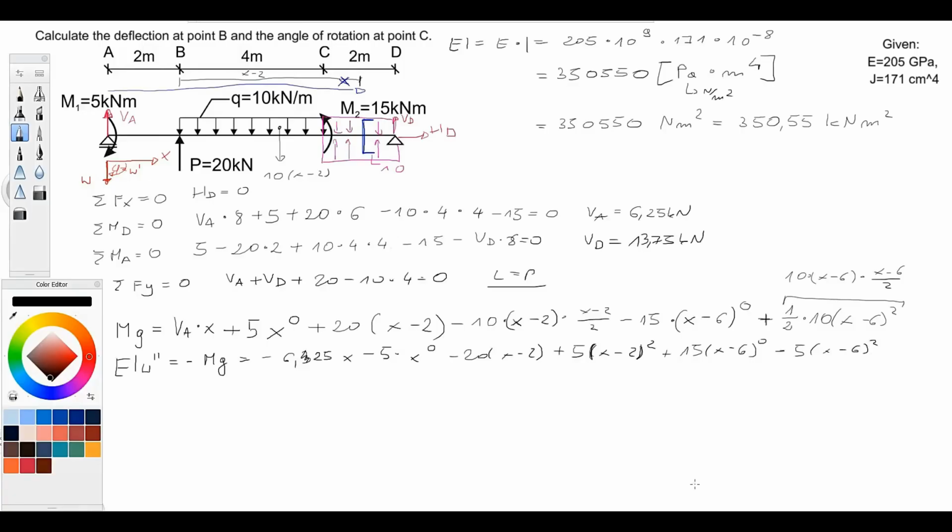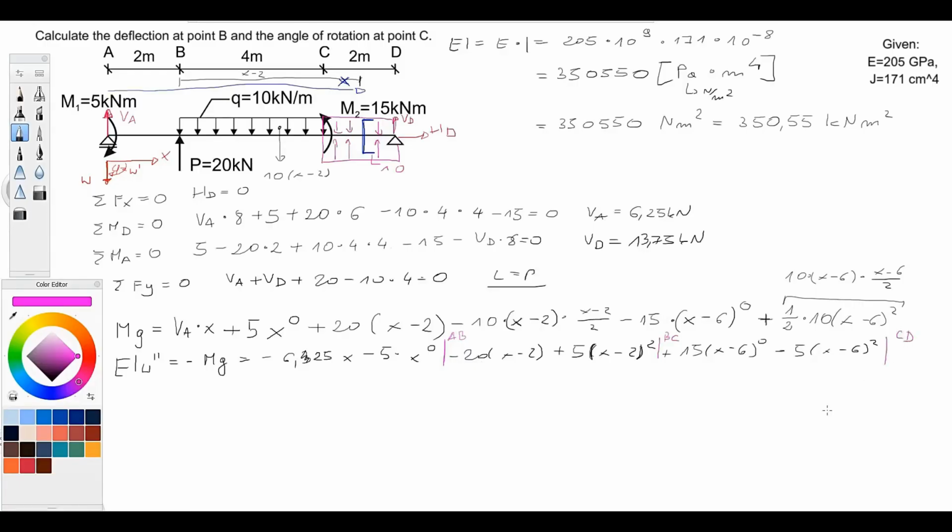And now, there are two schools of thought. Personally, I often tell students that it's not necessary to note which section is which, because it's evident from what is inside the brackets, right? But here, since some instructors require it, let's note that these two terms, which are minus 6.25x minus 5x to the 0, belong to the AB section. Next, this belongs to the BC section. And of course, this belongs to the CD section.